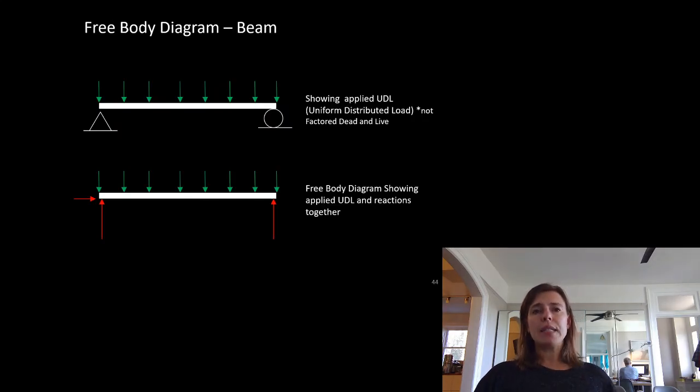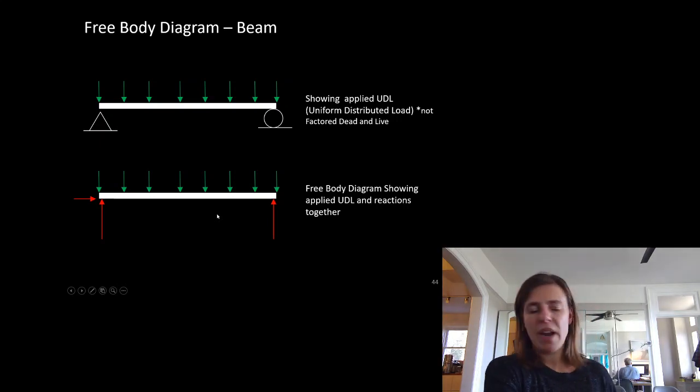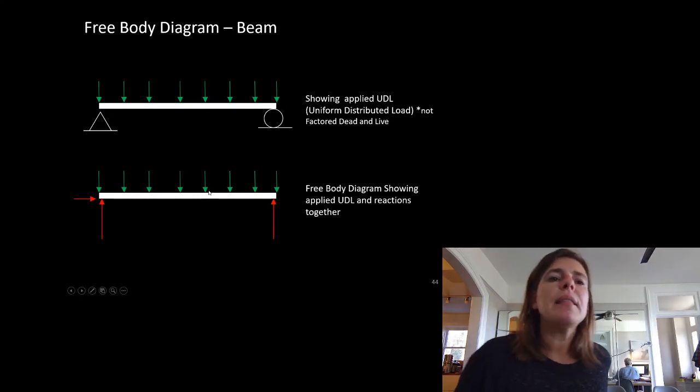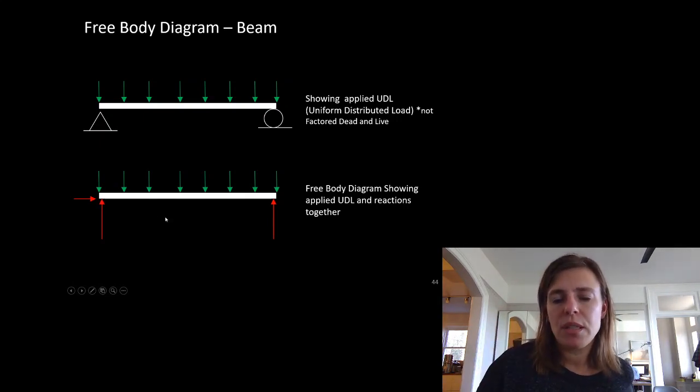So let's look at some free body diagrams. If we had a beam with a uniformly distributed load on a pin roller support, the free body diagram would look like this. We're missing the length here. I think maybe it's fair to add in the length dimension. We would put in a length there.